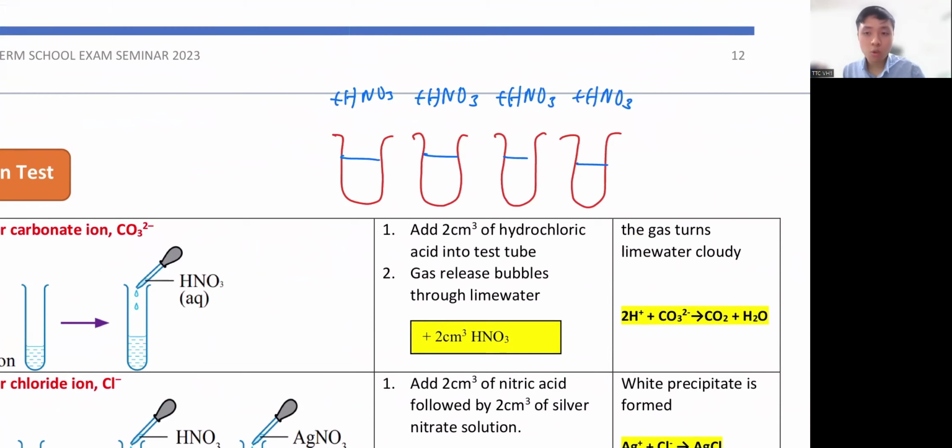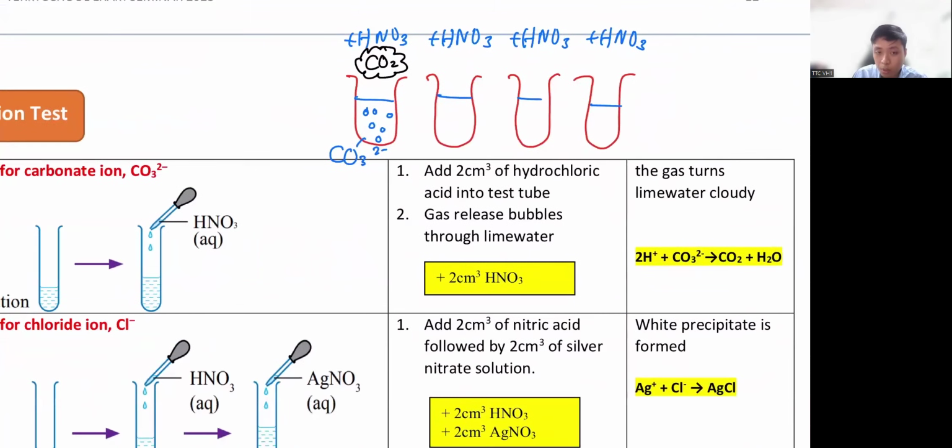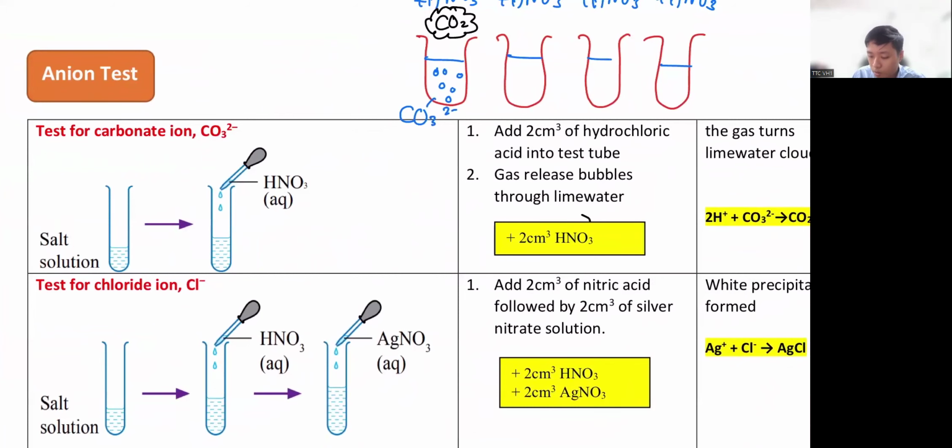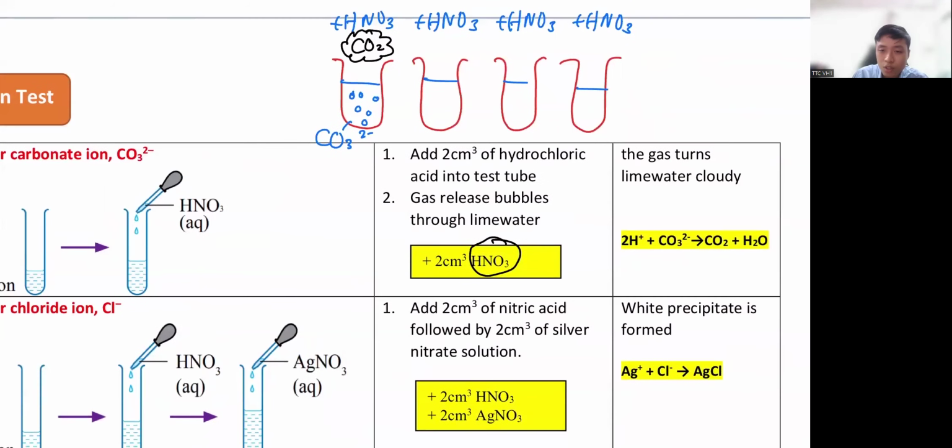Okay, so after that, add acid. Now, if I get bubbles coming out, it means what? Automatically, this is a carbonate ion. It means what gas will come out? You get carbon dioxide gas coming out. Okay, so simple. Here I add acid. I add acid straight away.